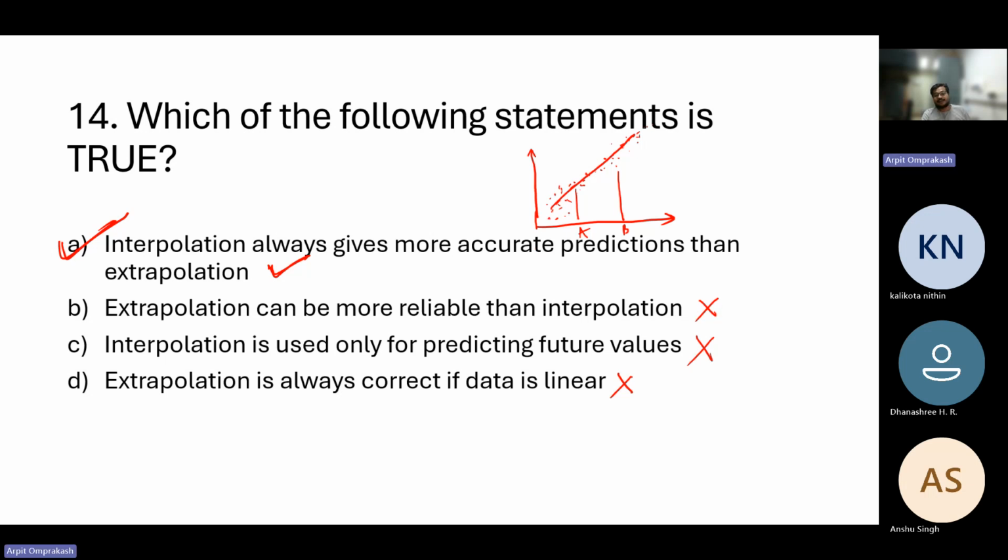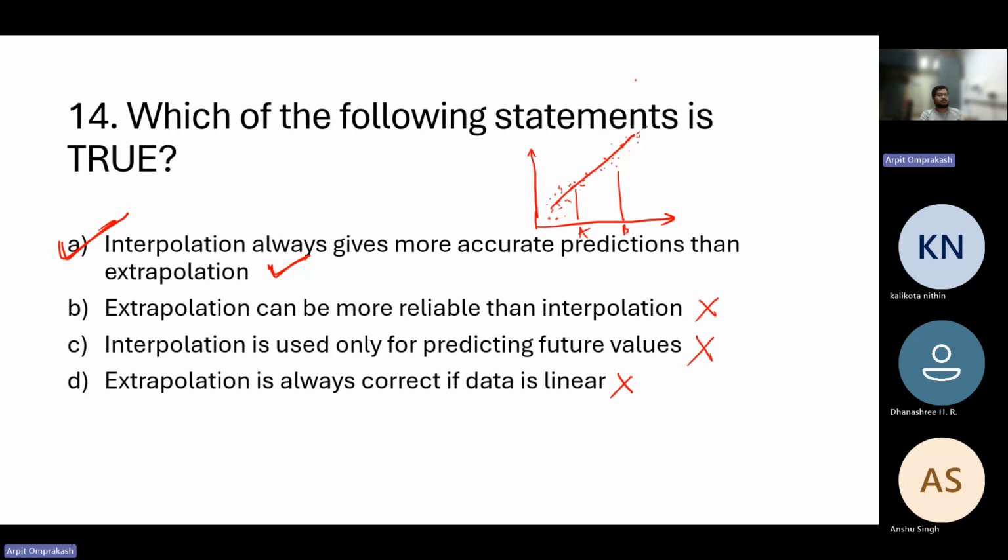So you can never guarantee that the extrapolation is always correct, even if the data is linear, because there might be some outliers at some point. There might be something happening at some point, right? So this is incorrect.